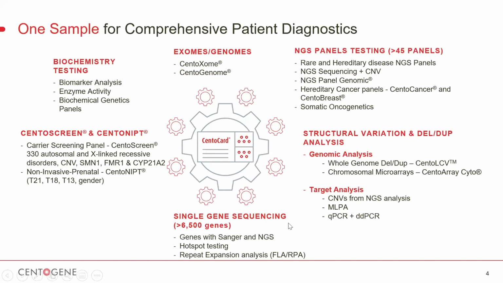Regarding single gene sequencing, we offer sequencing for more than 6,500 genes via Sanger and via NGS, and we also have hotspot testing for familial known mutations and carrier screening for previously detected mutations, and we can offer them for more than 6,500 genes.